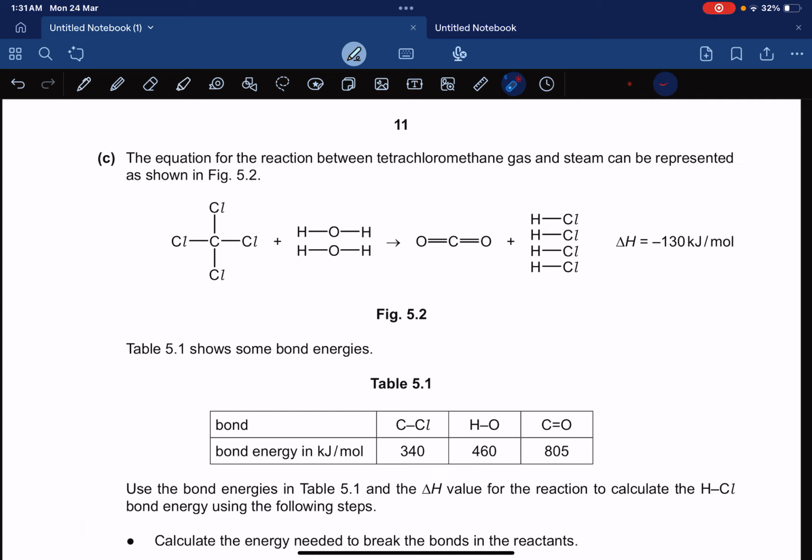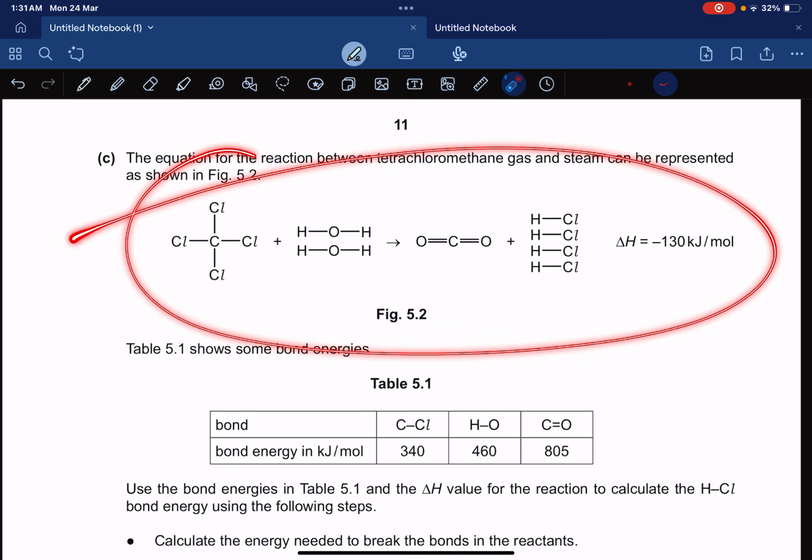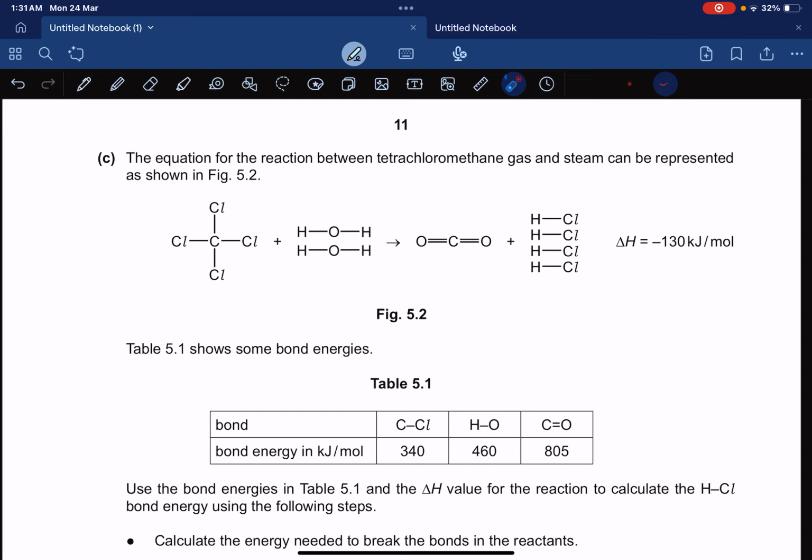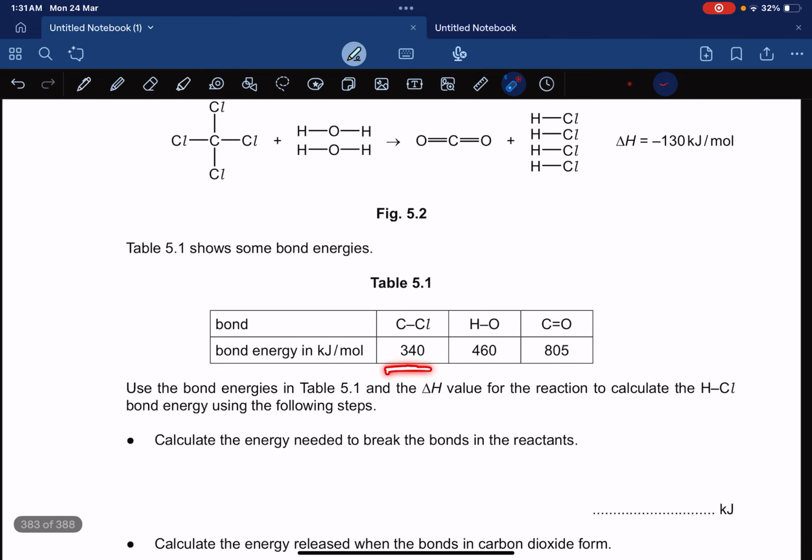The equation for the reaction between tetrachloromethane gas and steam can be represented as shown in figure 5.2. This is basically the equation. Table 5.1 shows the bond energies for C-Cl, for H-O, and for C=O. Use the bond energies in table 5.1 and the delta H value for the reaction to calculate the H-Cl bond energy. Use the following steps. First, let's follow the steps.